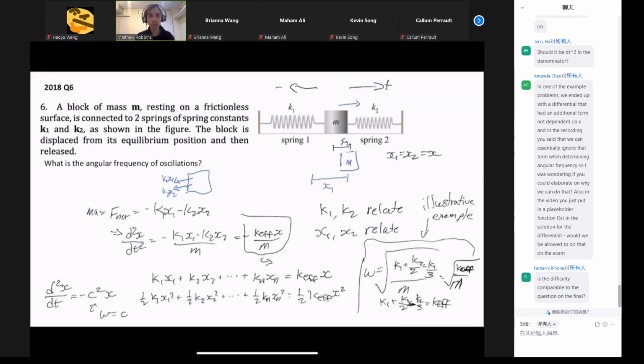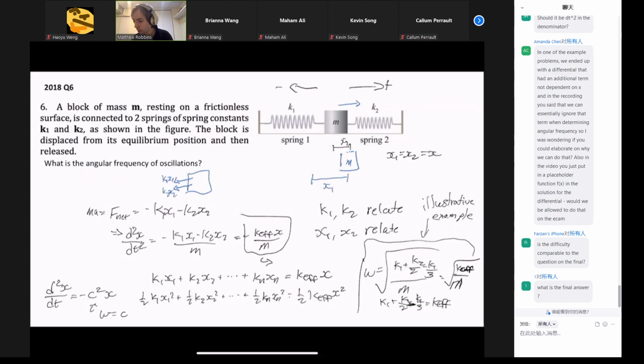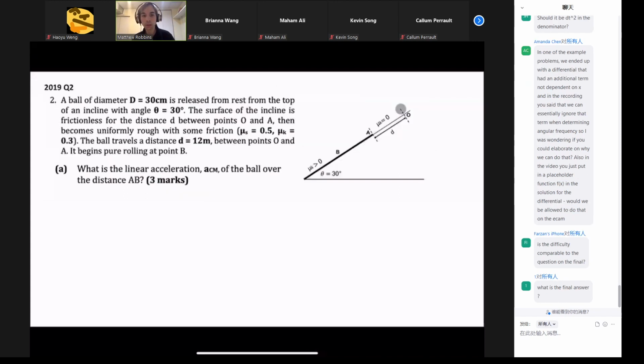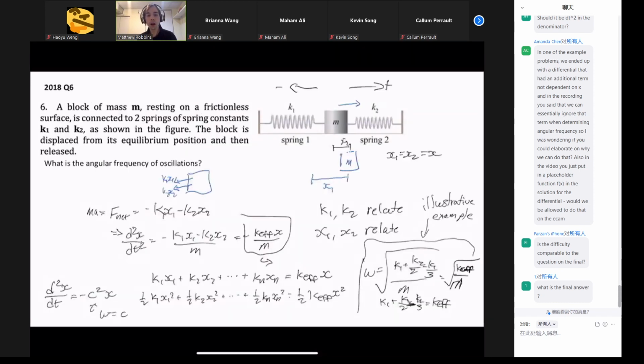So then the final answer will be whatever is the angular frequency that you calculate right here. Before I answer that, Dita also did this problem, so what did she say is the final answer? Okay, I'll write down the same thing she wrote. The same thing she wrote was that omega is equal to the square root of k1 plus k2 over m.